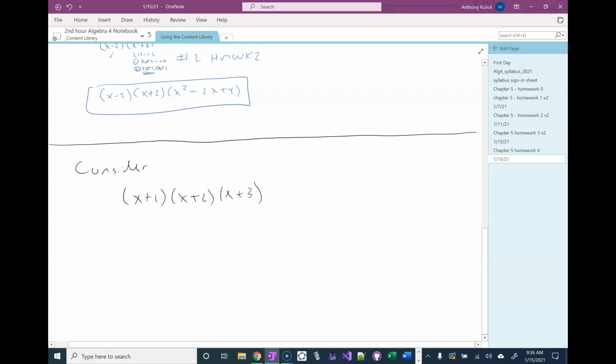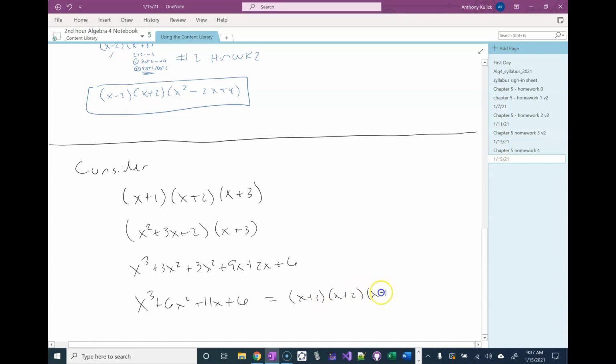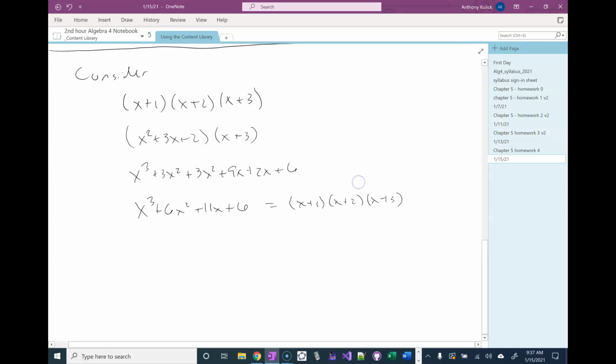Let's multiply this out. So that's going to give us that. And then I'm going to get x cubed, 3x squared, 3x squared, 9x, 2x, and 6. Okay. So when we multiply that out, we get x cubed plus 6x squared plus 11x plus 6, right?